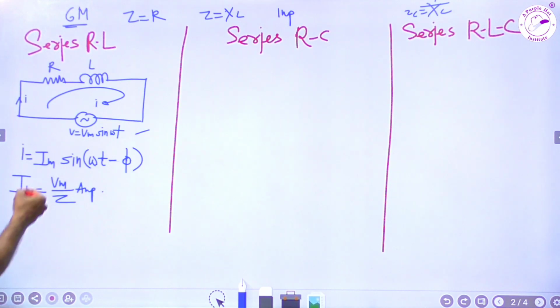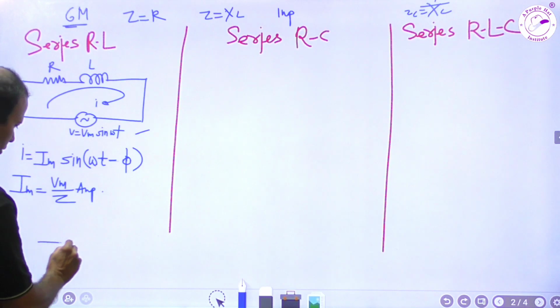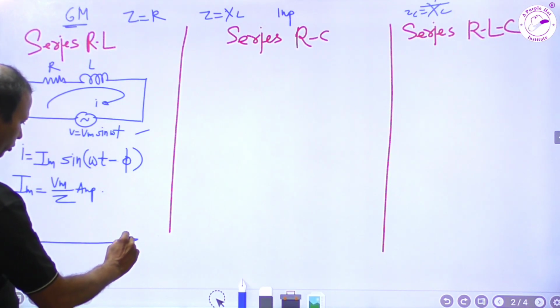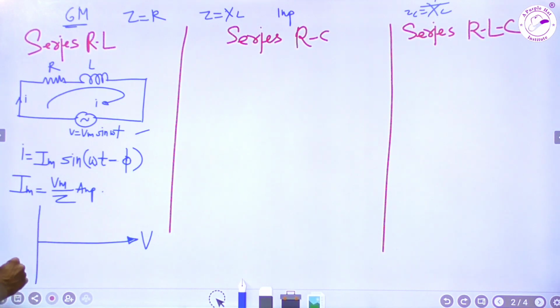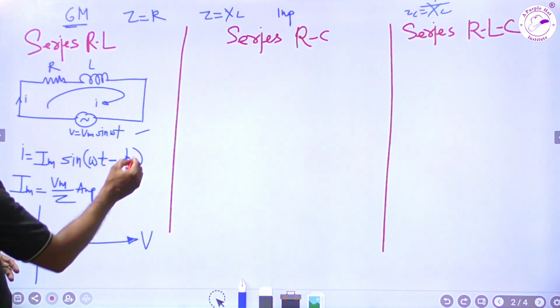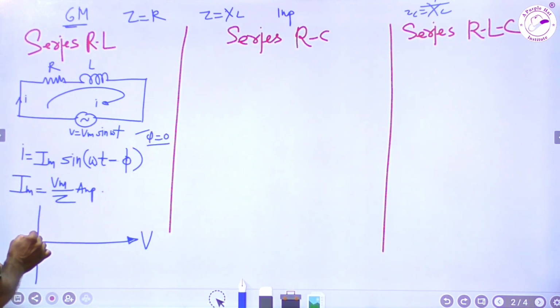So this is the case. Here we can find the phasor diagram also. When current and voltage are known, this is voltage, this is current, we can also plot the phasor diagram. Look, I am taking the voltage phasor on the reference x-axis. This is the reference x-axis, and this is the imaginary axis. Voltage, because phi is equal to 0, also has 0 value.